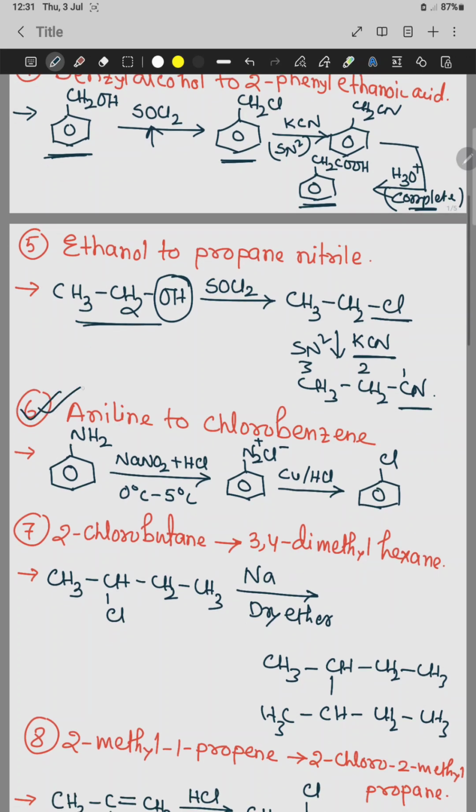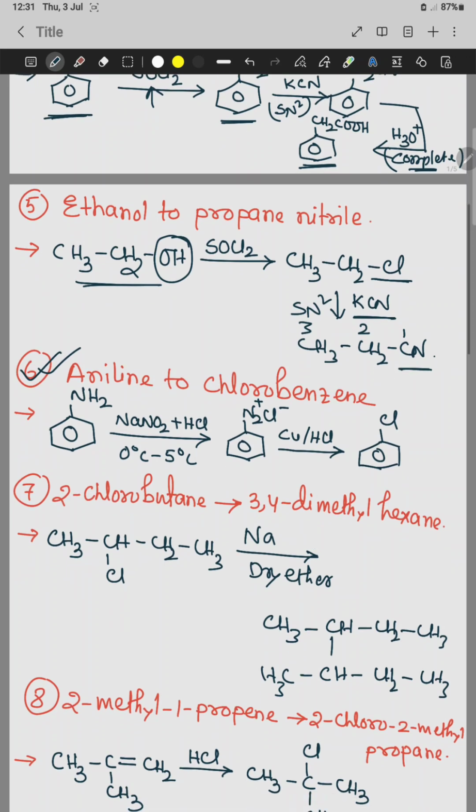Next one is from aniline to chlorobenzene. This is very simple. First of all you have to do the diazotization reaction. In the diazotization reaction you will get benzene diazonium chloride, and then you will do the Gattermann or Sandmeyer reaction, anyone you can do, so that you will get the product chlorobenzene. This is our Gattermann reaction.